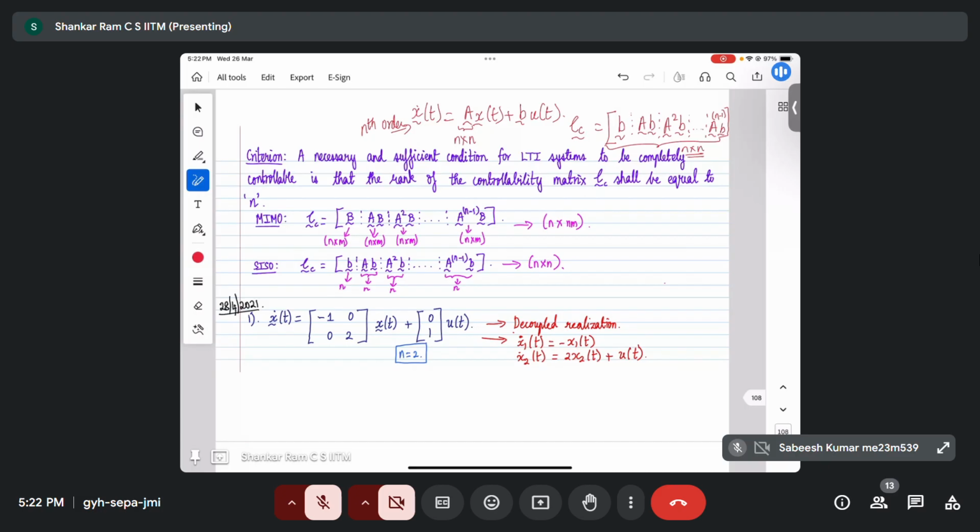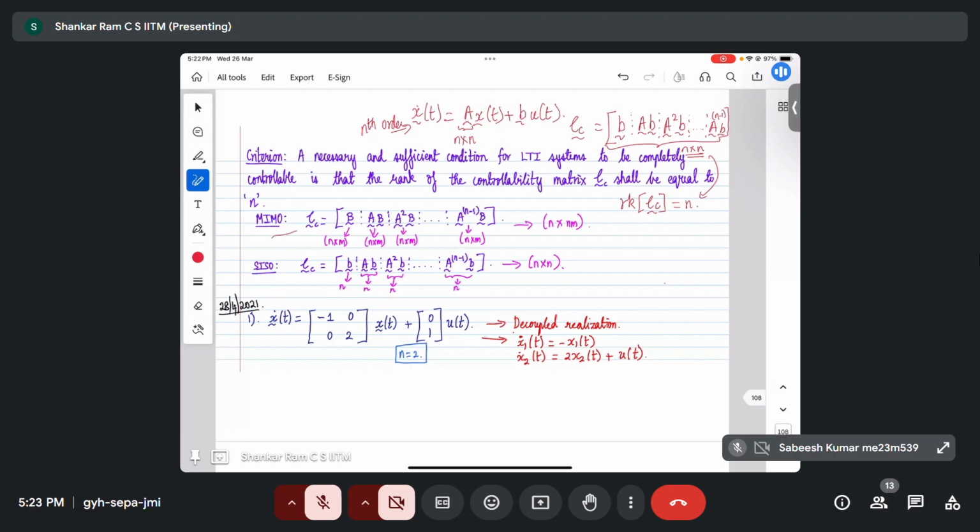Okay, so we have n rows and n columns, due to this operation. Now the system is said to be completely controllable if and only if the rank of this controllability matrix is equal to n. So that's when it's going to be completely controllable. That is the criterion for a single-input, single-output system.